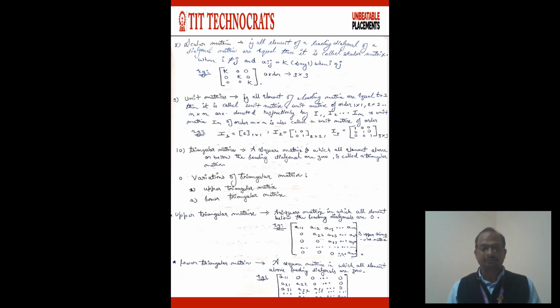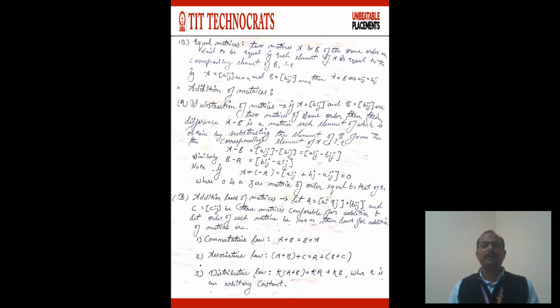Then the triangular matrix. A triangular matrix can be divided into two parts, upper triangular matrix and lower triangular matrix. When you have a square matrix with elements above the diagonal, it is called an upper triangular matrix, and when you have elements below the diagonal, it is called a lower triangular matrix. In the same way, equal matrices: suppose there is a matrix A whose elements are denoted by Aij, and a matrix B with elements Bij. Then Aij equals Bij if the elements are the same place by place. Such matrices are called equal matrices.